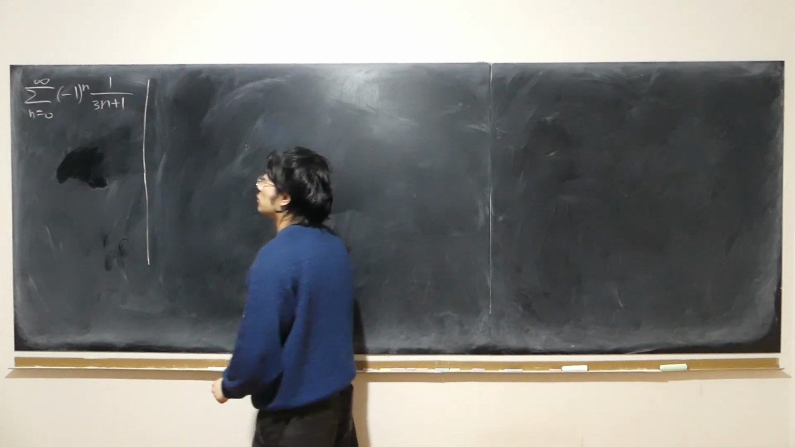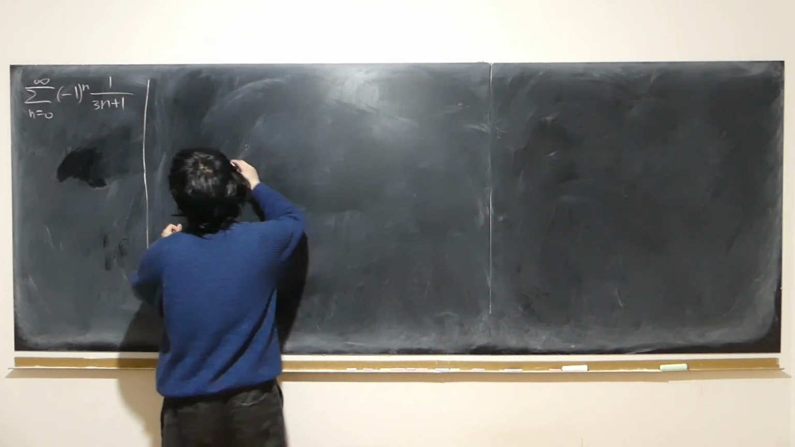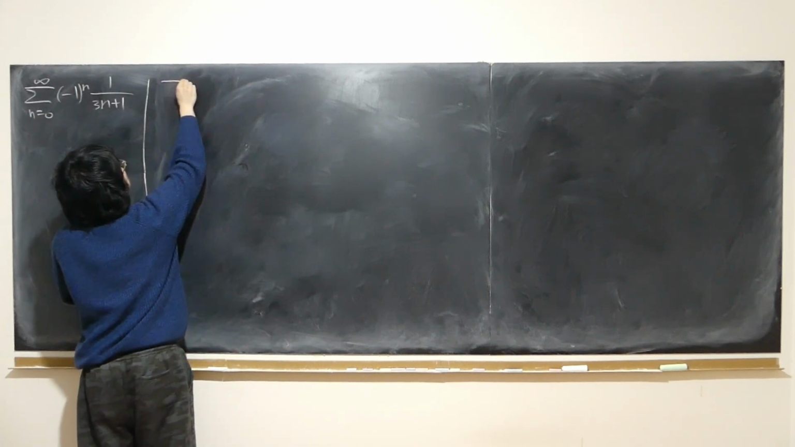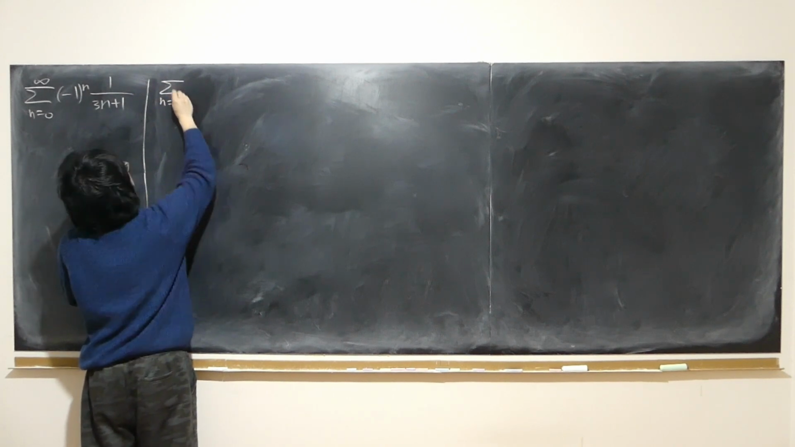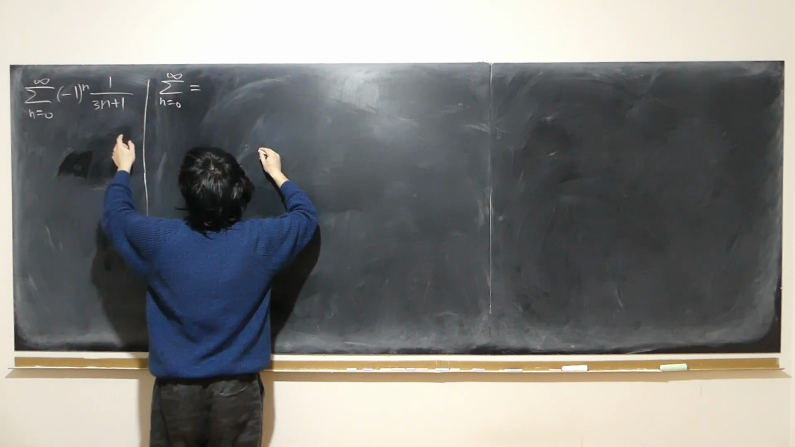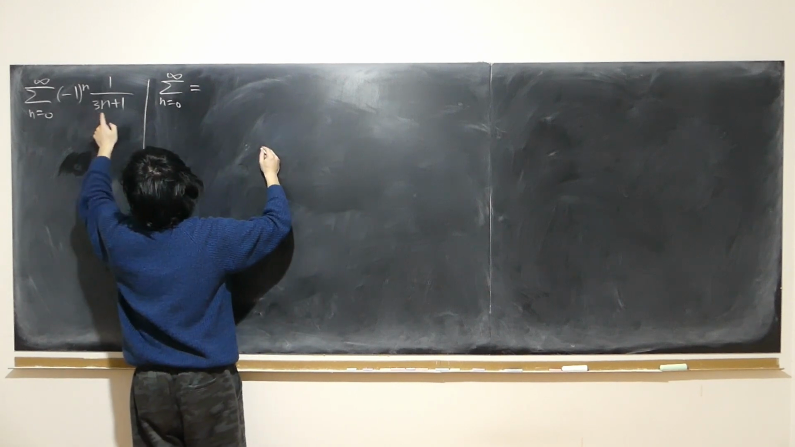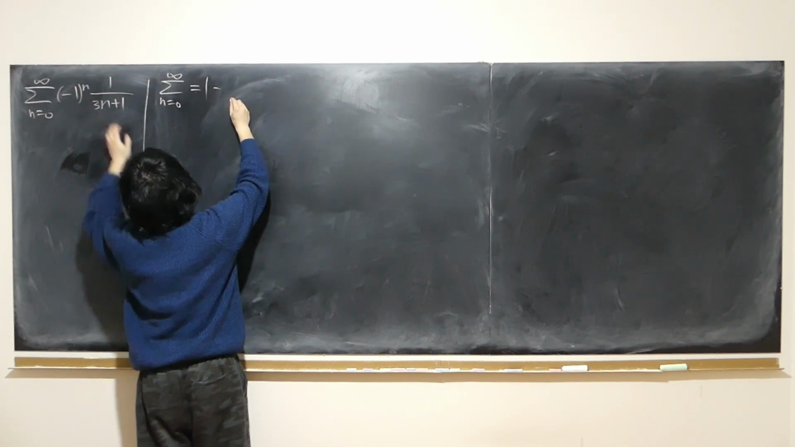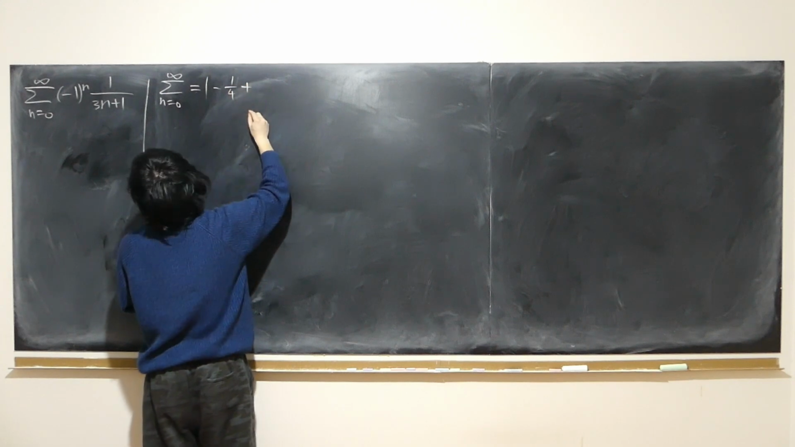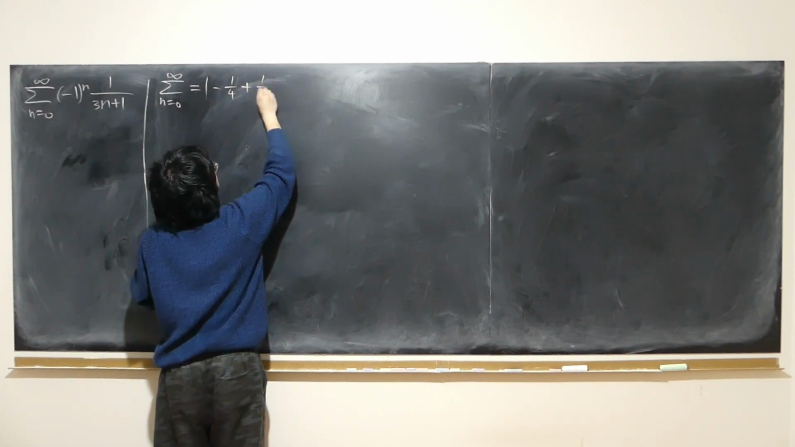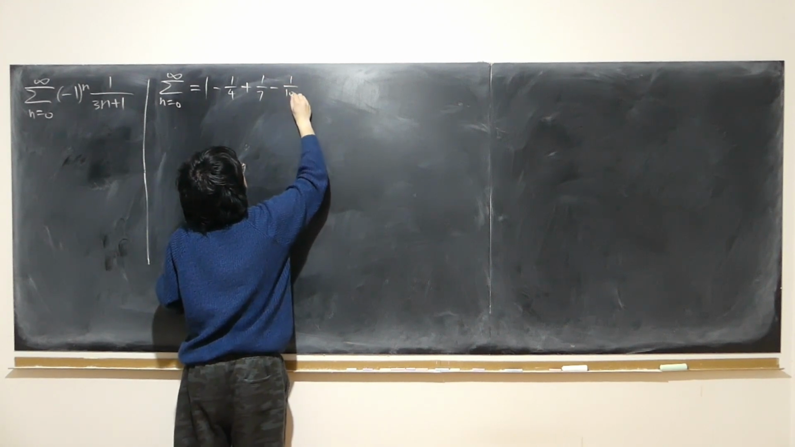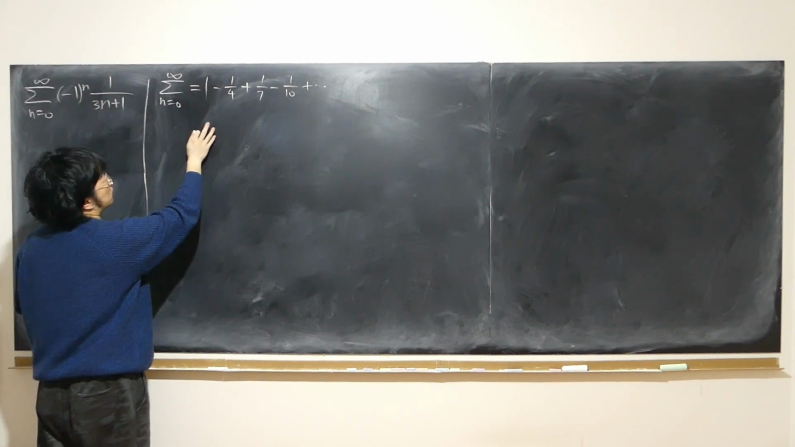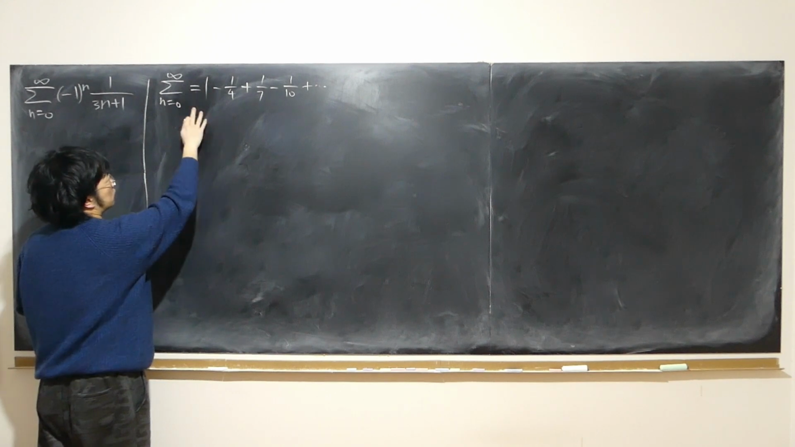What's the infinite sum from 0 to infinity of minus 1 to the power n times 1 over 3n plus 1? So when n is equal to 0, we have 1 times 1. n equal to 1, we have minus 1 over 4, and plus 1 over 7. Of course, minus 1 over 10 and so on and so forth. First of all, this is an alternating series, a Leibniz type series. Of course, this one is convergent.